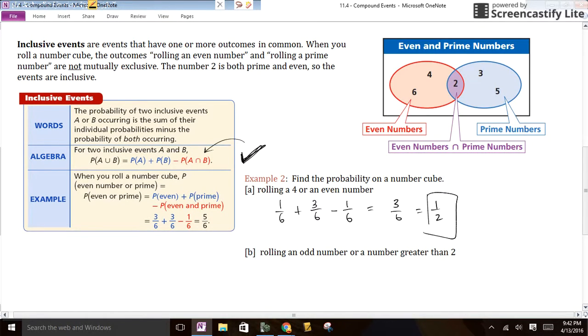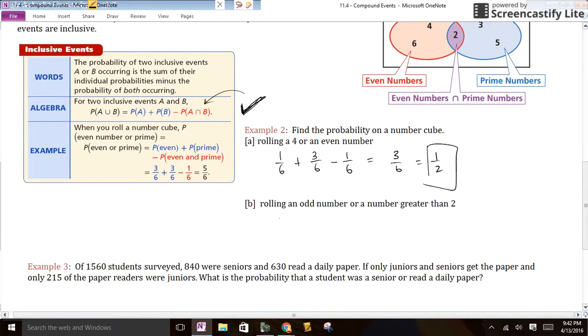What about rolling an odd or a number greater than 2? Rolling an odd, you have a 50-50 chance, or 3/6. Rolling a number greater than 2, that's what? 3, 4, 5, 6. That's 4/6. So right now the probability is 7/6, which doesn't make sense because that's bigger than 1. So something's wrong. Oh, wait. We counted odd numbers in the numbers that are greater than 2. I said greater than 2 is 3, 4, 5, 6. I counted 3 and 5 twice because they were also odd. So let's subtract out the 2 that we counted twice.